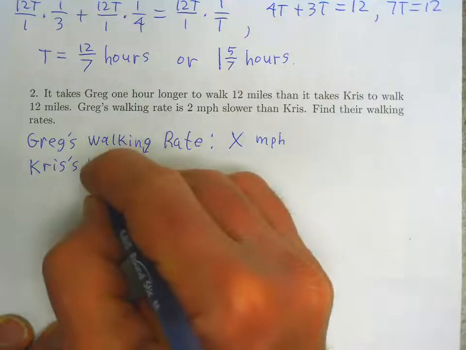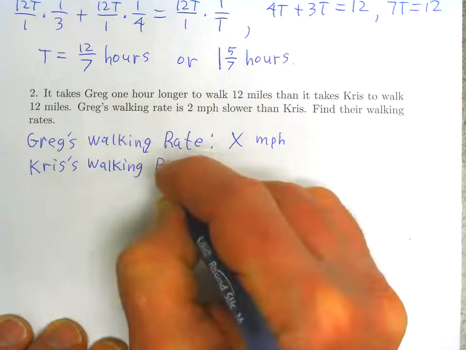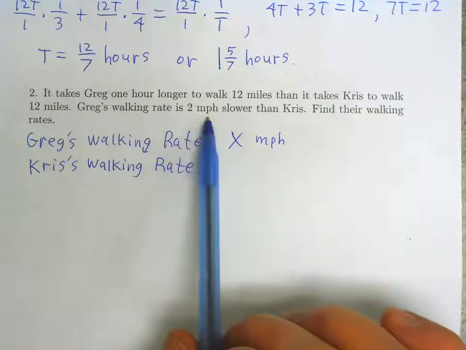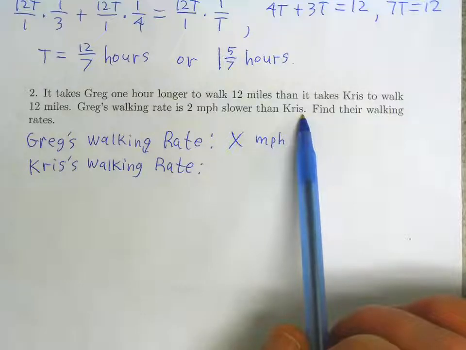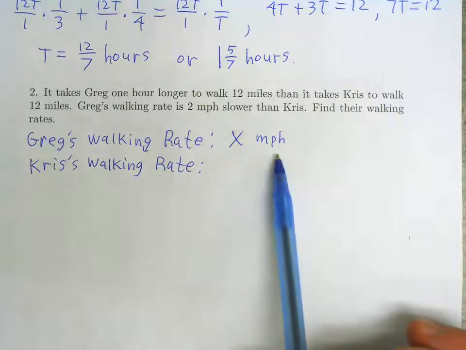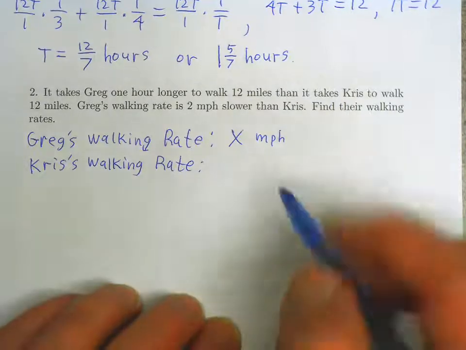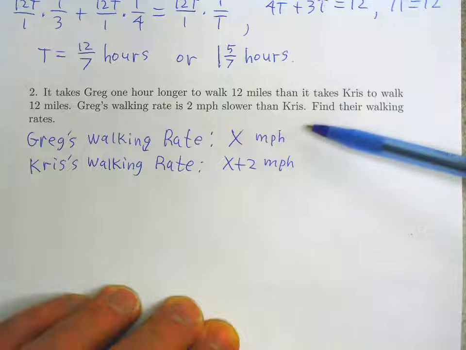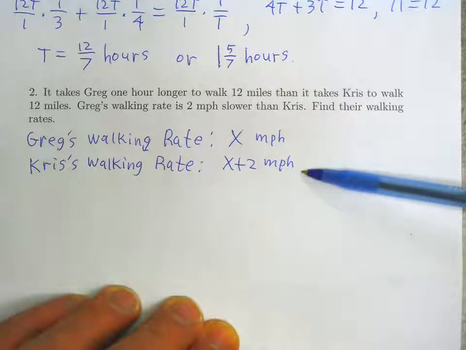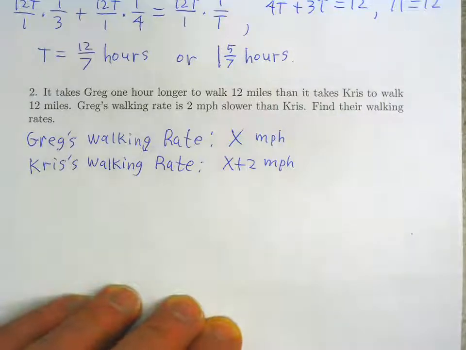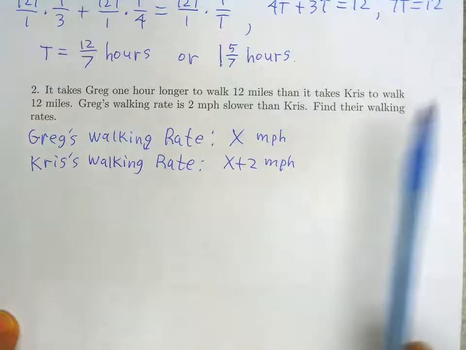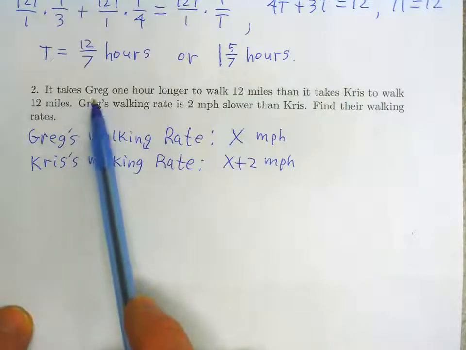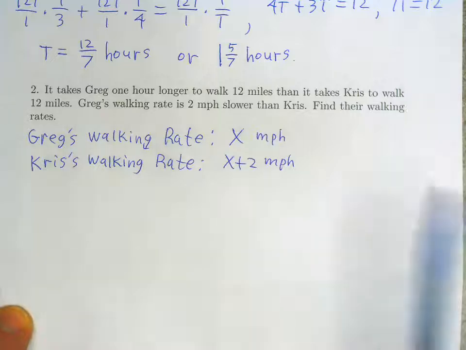So Chris's walking rate, well, we're told that Greg's walking rate is 2 miles per hour slower than Chris's walking rate. So if Greg's walking rate is x miles per hour, Chris's walking rate is x plus 2 miles per hour. Because we're told in the second sentence that Greg's walking rate is 2 miles per hour slower than Chris's walking rate. Okay, so that seems to make sense. And another key bit of information is that it takes Greg 1 hour longer to walk 12 miles. So we'll deal with that in a minute.